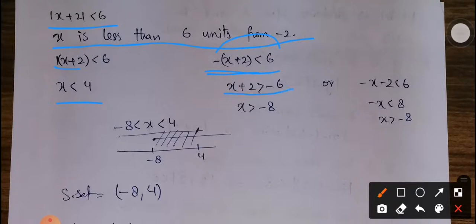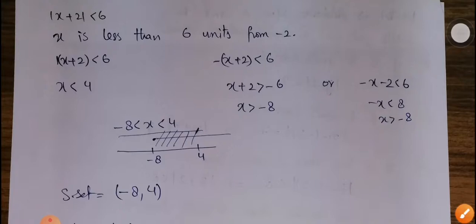So x plus 2 is greater than minus 6 and x is greater than minus 8. Or you can solve it this way: we multiply this negative sign with the bracket. So minus x minus 2 is less than 6, that is minus x is less than 8, or x is greater than minus 8. You can see that it's totally up to you whether you multiply the negative sign with the bracket or shift it to the right-hand side first. Now we combine the two results. We have x is greater than minus 8 and x is less than 4. It means we can combine it in one single interval, which is minus 8 to 4, an open interval, because we do not have the sign of equality here.